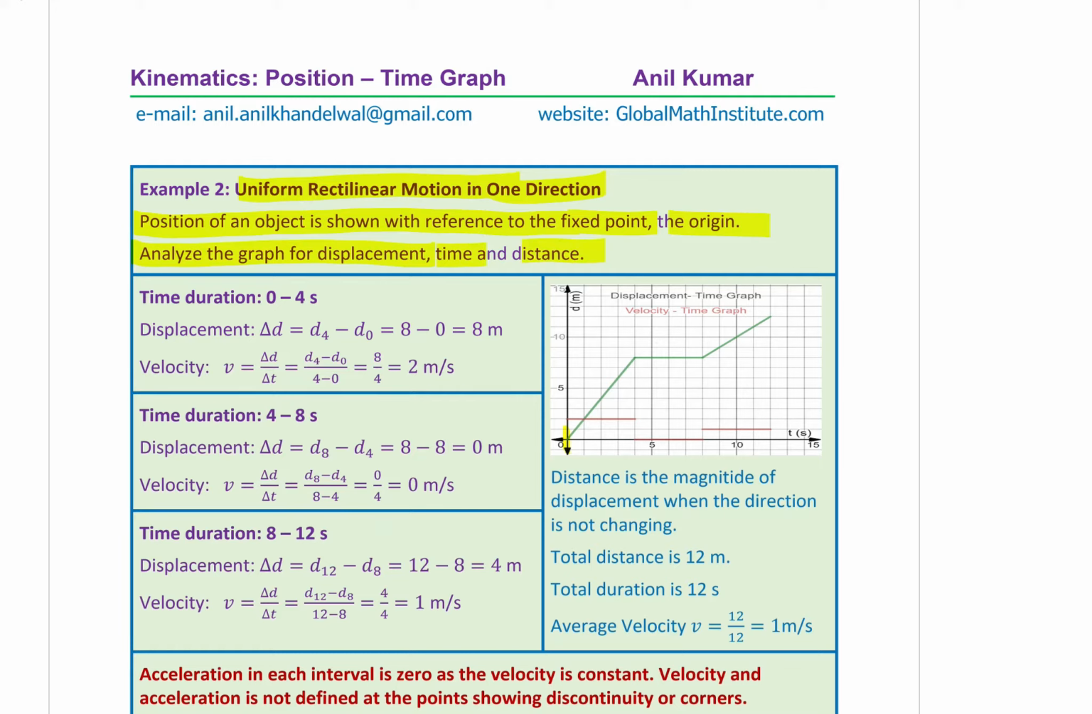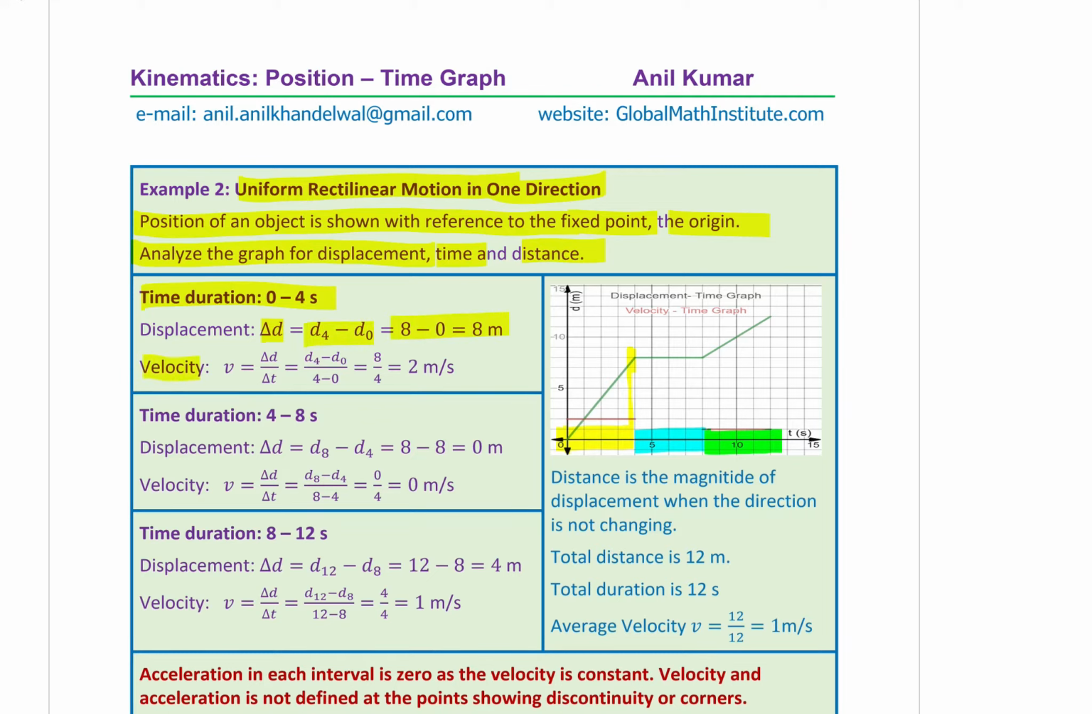So again, we'll divide it into 3 portions. The first one, as you can see, is this straight line which is increasing at a constant rate. And then we have a standstill position where the distance is not changing. And then we have a position where the distance is increasing linearly. So we'll have these 3 intervals to be analyzed. First one, time duration of 0 to 4 seconds. In this duration, the displacement is d4 minus d0, which is 8 meters.